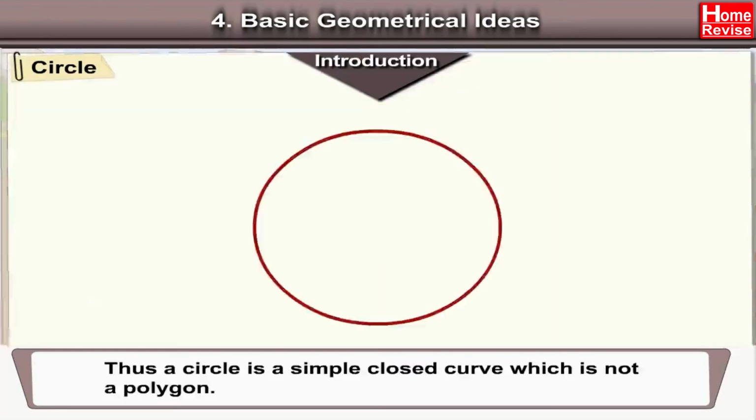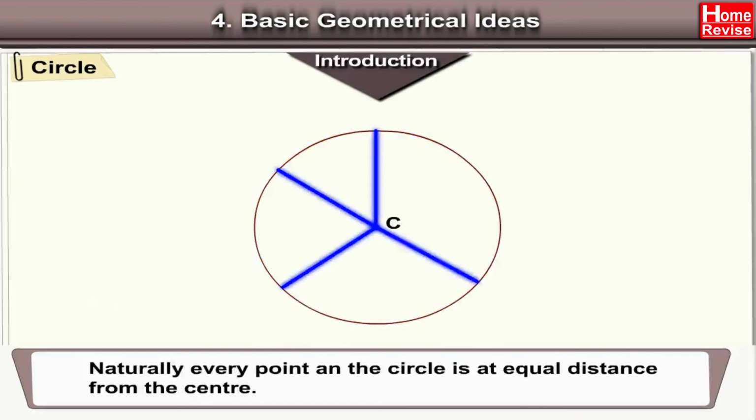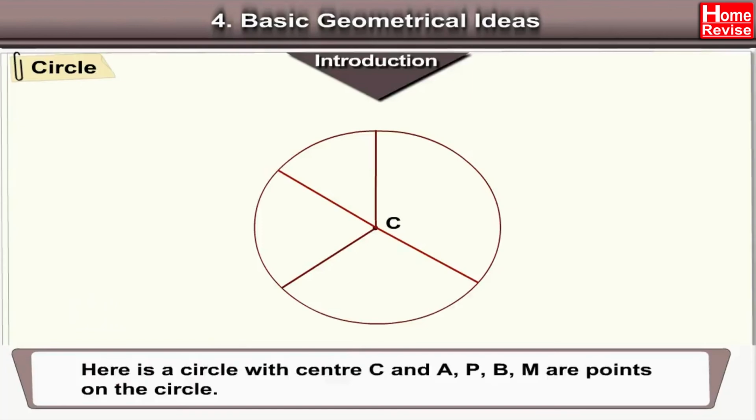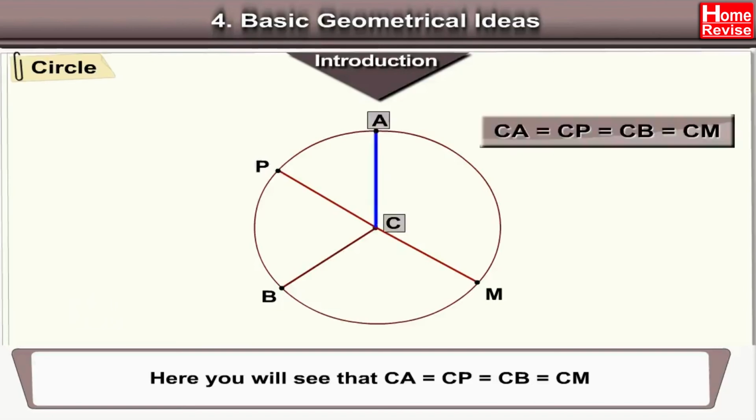Thus, a circle is a simple closed curve which is not a polygon. Naturally, every point on the circle is at equal distance from the center. Let us study some parts of a circle. Here is a circle with center C, and A, P, B, M are the points on the circle. Here you will see that CA is equal to CP, which is equal to CB, which is equal to CM.